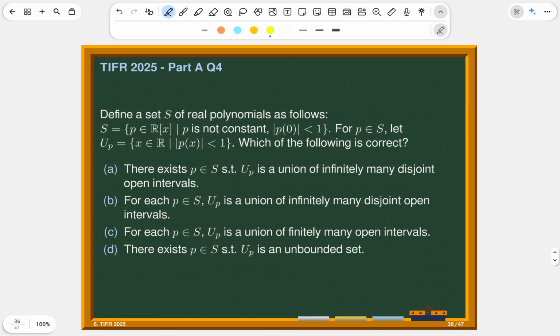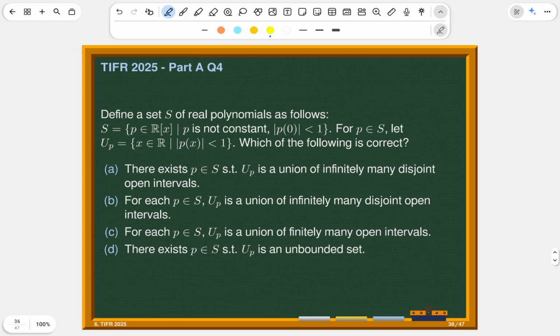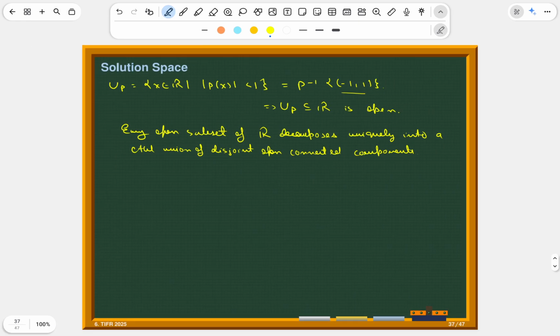Okay, so what are the options? Let us first check this. So UP is a union of infinitely many disjoint open intervals, union of finitely many open intervals, and is unbounded. Okay, so this won't work, or this is actually not working.